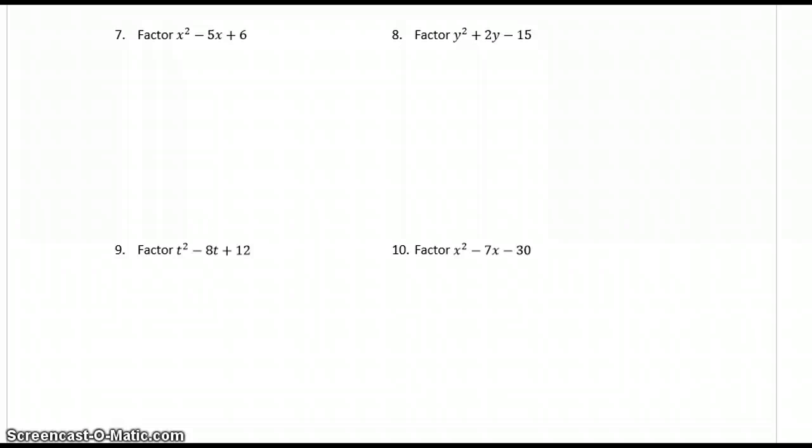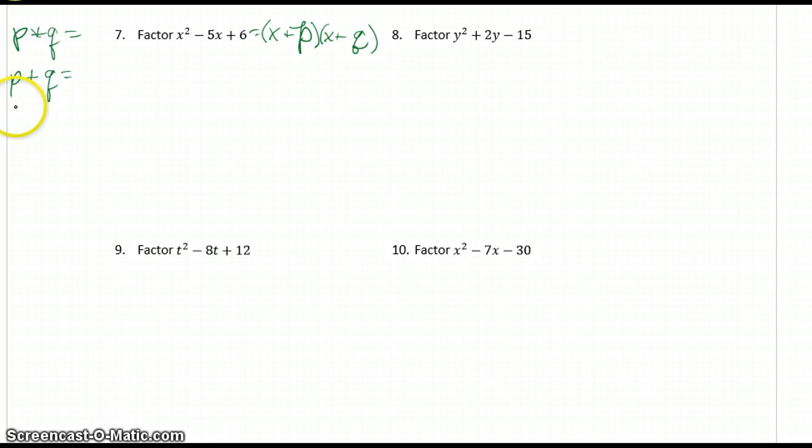Okay. All right, so number 7, we're factoring x squared minus 5x plus 6. So, again, I'm looking for this in the form x plus some number p times x plus some number q. Again, like we noticed in the last example, p and q could be negative, right? So, what do we know about p and q here? P plus q is negative 5, p times q is 6. Exactly. P plus q is negative 5.